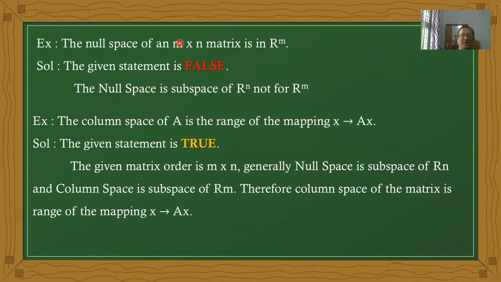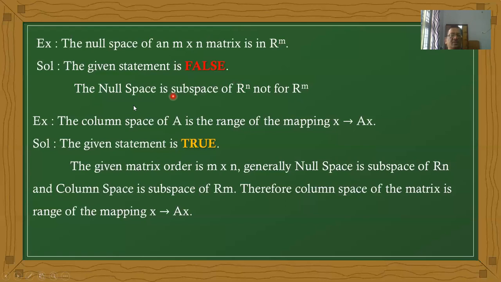That is the difference. So null space is a subspace of the number of columns. How many columns? N columns. It is a subspace of Rn. Therefore, the statement is a false statement.